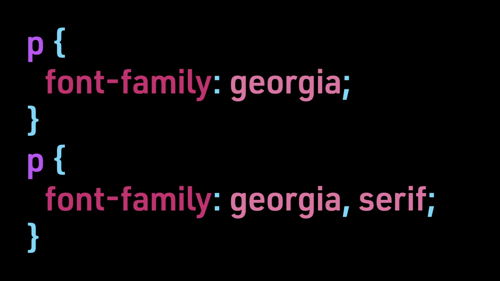p { font-family: Georgia; } p { font-family: Georgia, serif; } The first states that all paragraph text should be set in Georgia. The second states that all paragraph text should be set in Georgia, but if it is unavailable, then the browser should pick an available serif font.